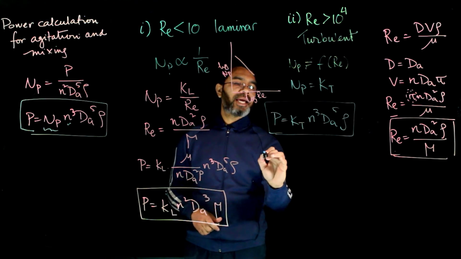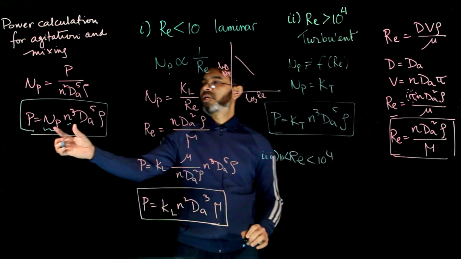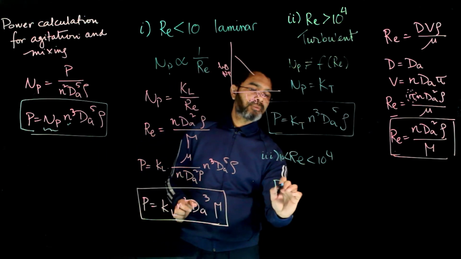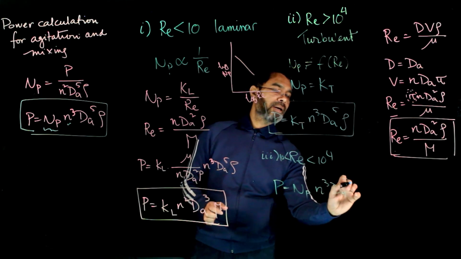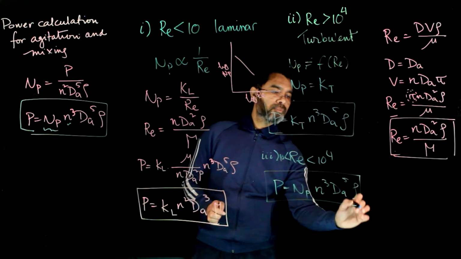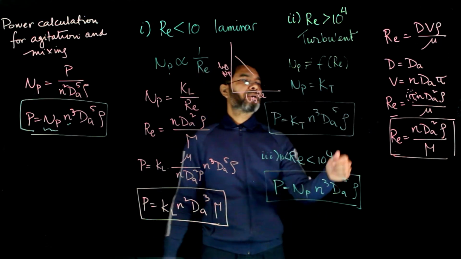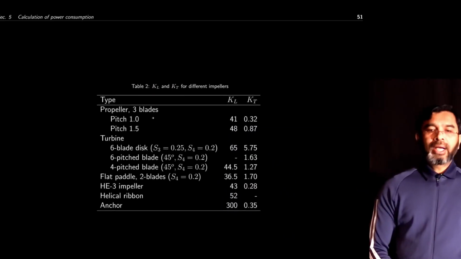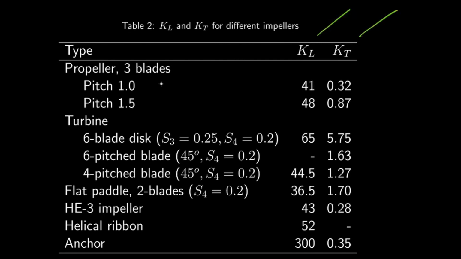However, if you have Reynolds number between 10 and 10 to the power 4, we need to use this equation. So P equals NP N cube dA^5 rho. Please do note that for laminar flow, the mu comes into play, and for turbulent flow, the rho comes into play. So there are experimental values for these two terms, KL and KT. Those are available in the literature, and we will extensively use these to calculate the power requirement for different impellers.